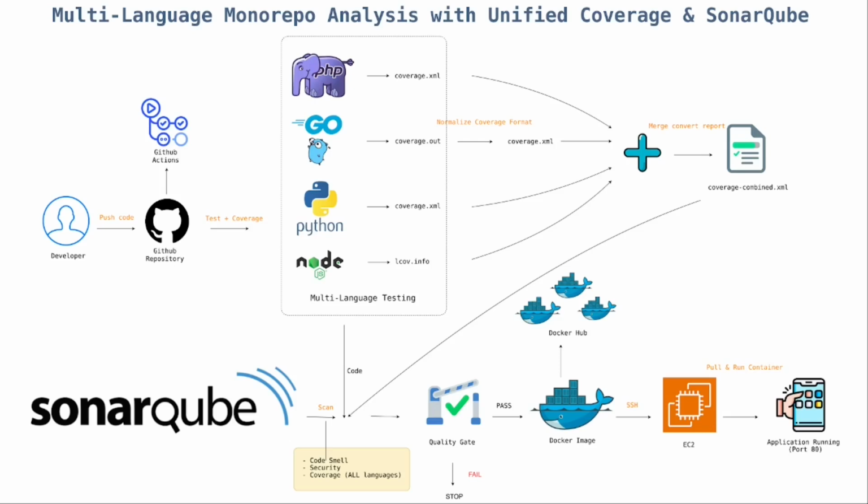Final result. At the end of the pipeline, the application is successfully deployed to production. This entire process ensures that all code is tested across multiple languages. Coverage is unified and clearly measured. Code quality is enforced through SonarQube. Only high-quality code is deployed.